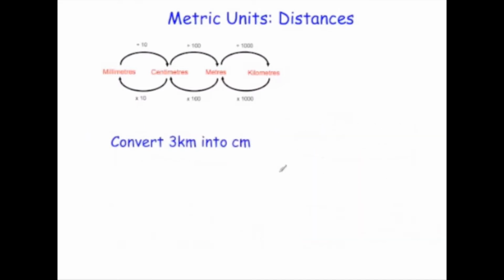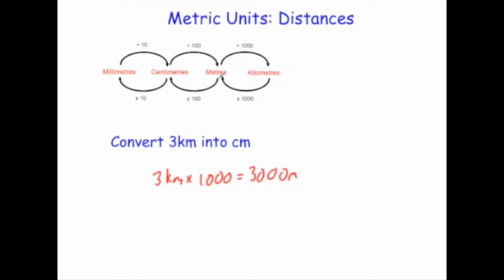Okay, next. Convert 3 kilometers into centimeters. Now, as you note this time, we're going to have to go from kilometers, then into meters, and then into centimeters. So let's convert our 3 kilometers into meters first of all. So that's 3 kilometers times by, well, to go from kilometers into meters, you times by 1,000. So times by 1,000 would equal 3,000 meters.